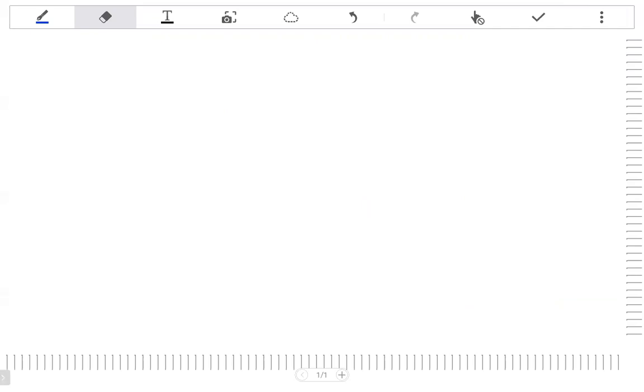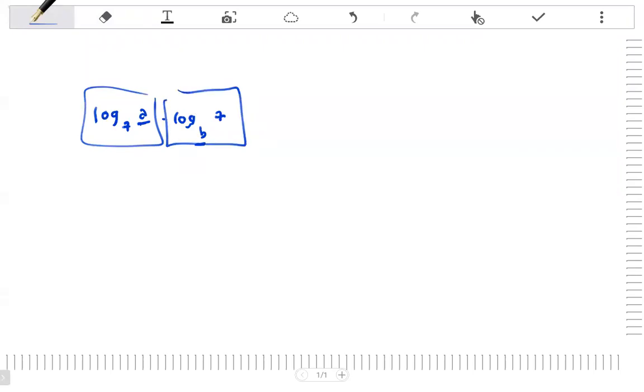Let's see. Let's try one more problem, and we'll call it a day. Log base 7 of a times log base b of 7. Not a word problem, but we're asked what is equivalent to this. So we don't know what this number is in this logarithm, and we don't know what our base is in this logarithm. So how can we solve this?